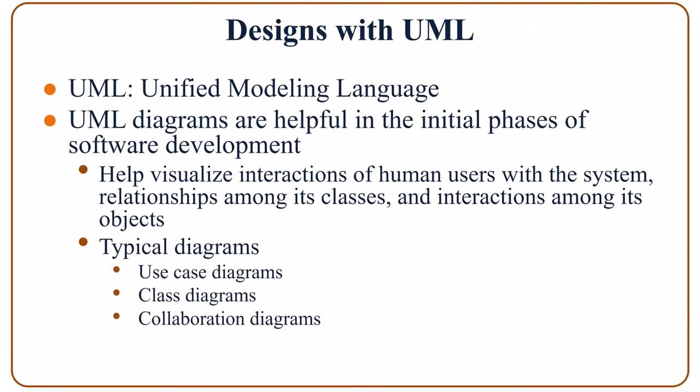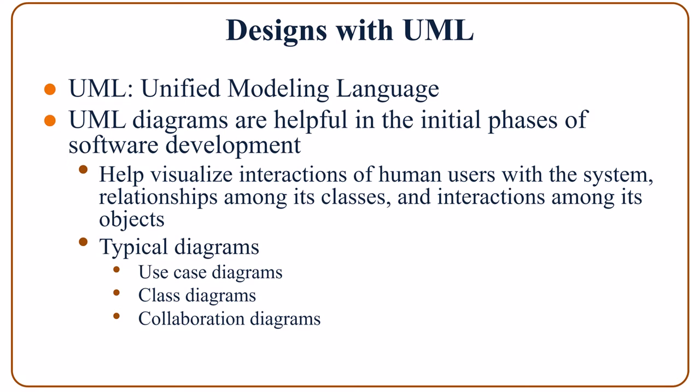How do we design our program? That question is answered by UML, which stands for Unified Modeling Language. UML diagrams are helpful in the initial phases of software development. They help visualize interaction of human users with proposed systems, relationships between classes, and interactions among objects.